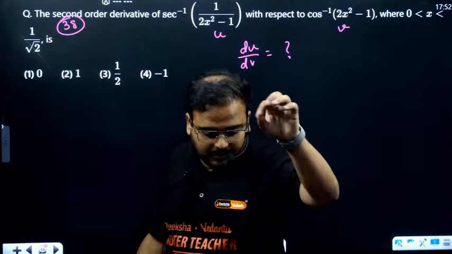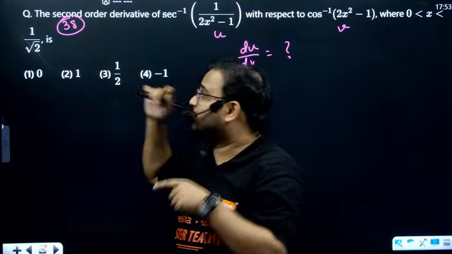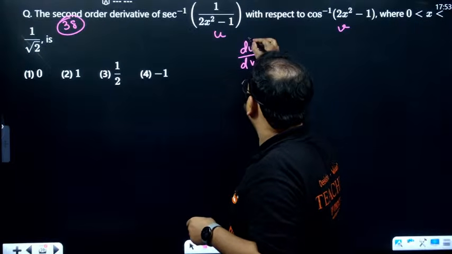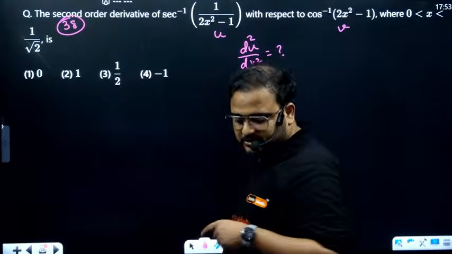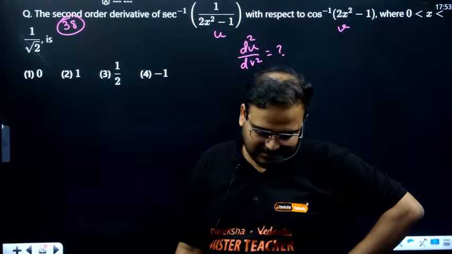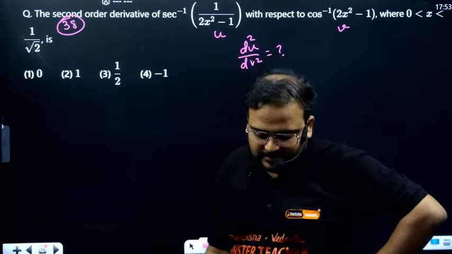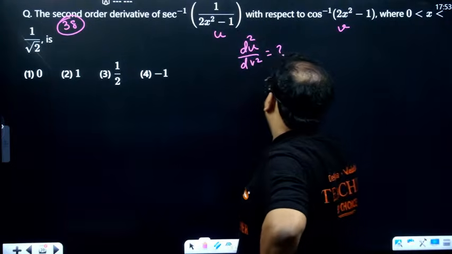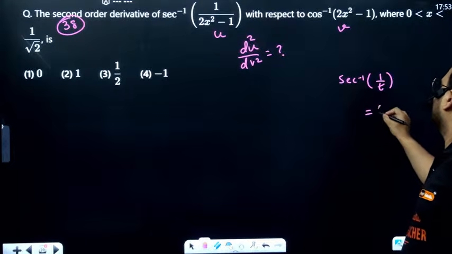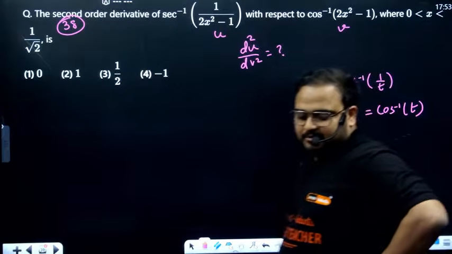Deepak, have a look. Second derivative. Please be careful. You are close to the answer, but you did not see this. They're asking you this actually. My bad. They're asking you second derivative. No. They're asking a second derivative. Guys, students, come on. Check carefully. Sec inverse of 1 by t is equal to cos inverse of t.